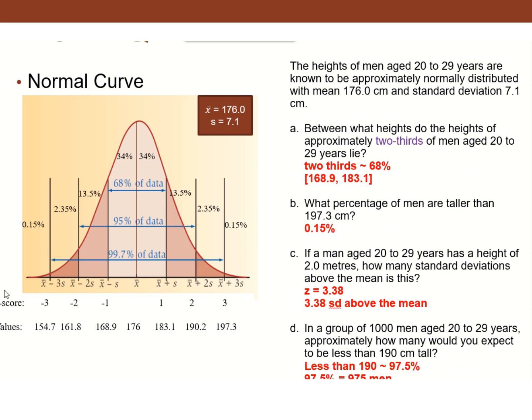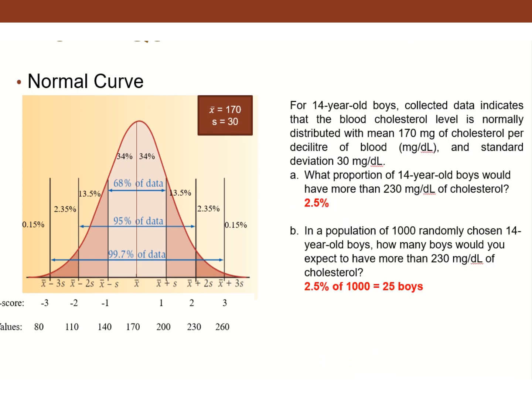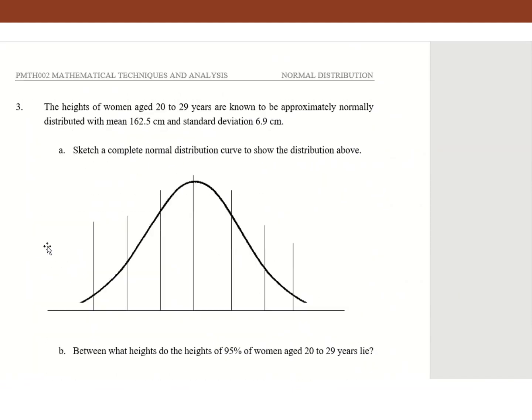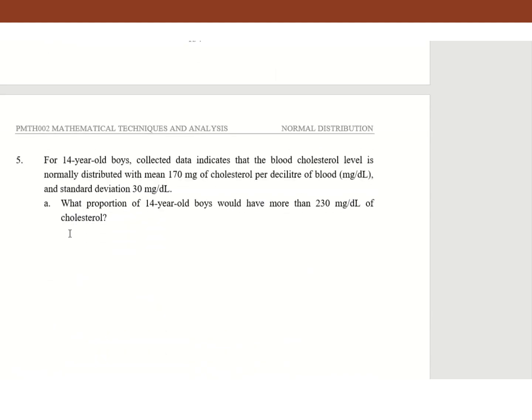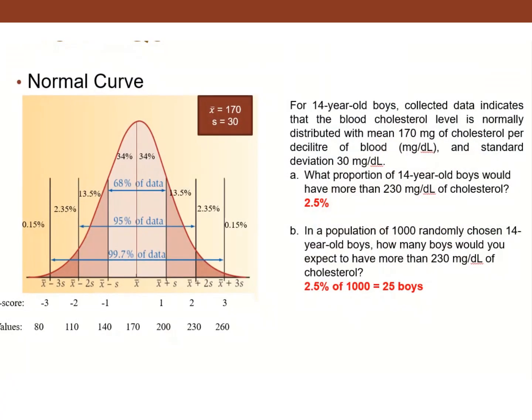Okay, same goes to question 4, actually quite direct. 2/3 is 68%. What percentage of men are taller than 197.3? How many standard deviations, you're actually finding Z-score. Okay, and then this one you're finding percentage and just multiplying it. Shouldn't be a problem. Okay, so let's see, question 2, question 3, question 4 is also manageable. Question 5, same thing, very manageable.